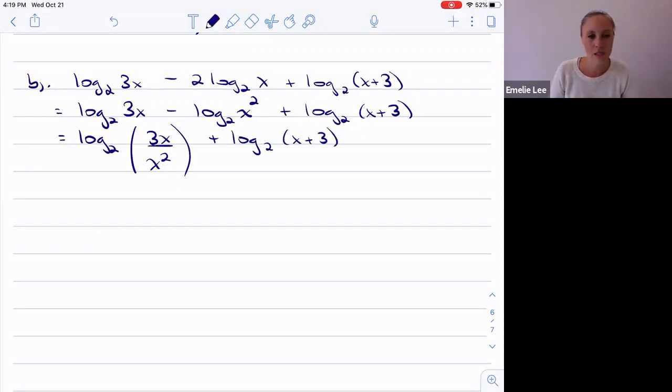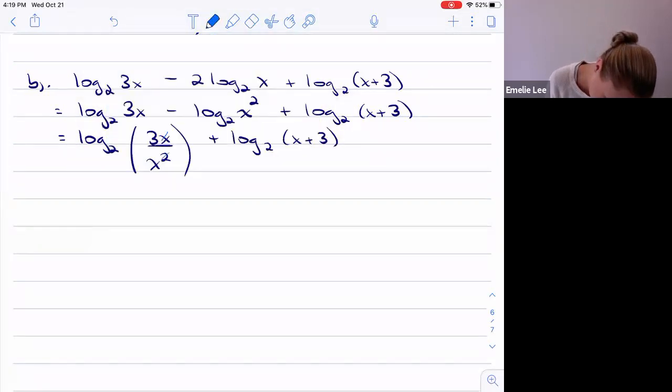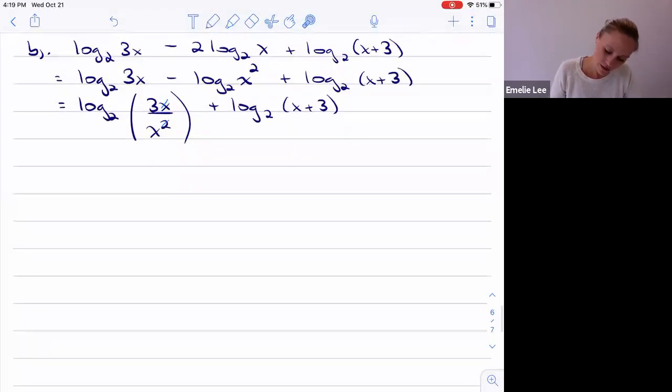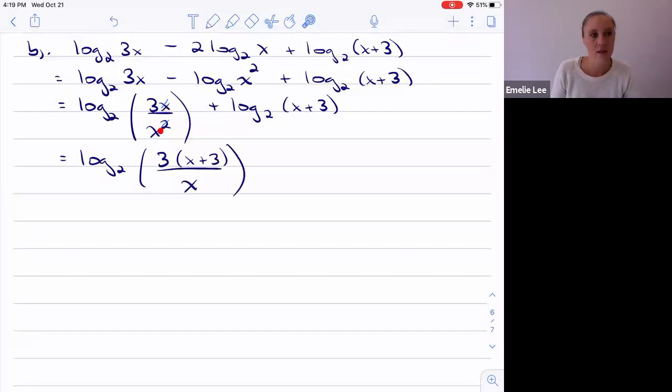Okay. So what happens here, maybe I'll show it. This one cancels with this. Now I'm adding log base 2 plus log base 2, so I'm multiplying these things inside. So what I get is log base 2 of 3 times x plus 3 divided by x, after we canceled x over x squared to just be 1 over x. And then you're done.